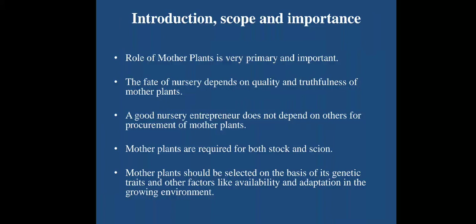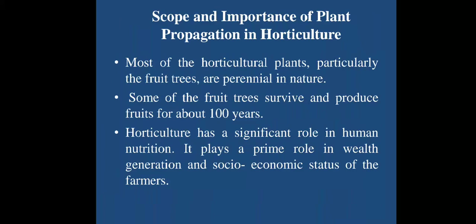Mother plants are required for both stock and Scion. Stock and Scion are very important tools of vegetative propagation. Mother plants should be selected on the basis of their genetic traits and other factors like availability and adaptation in the growing environment. Most of the horticultural plants, particularly fruit trees, are perennial in nature. Some of the fruit trees survive and produce fruits for about 100 years.